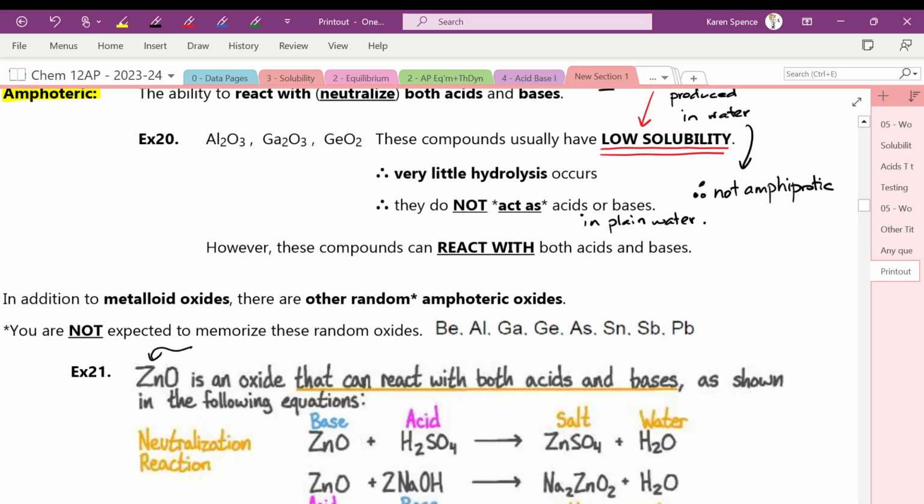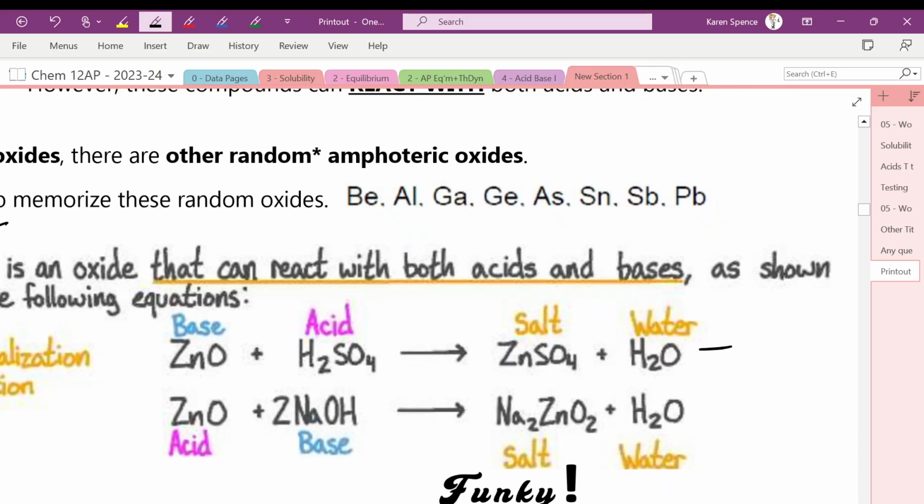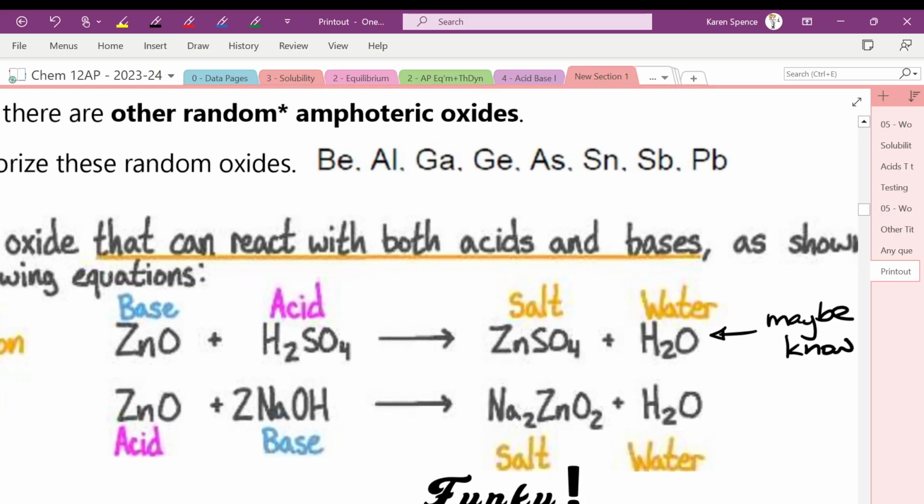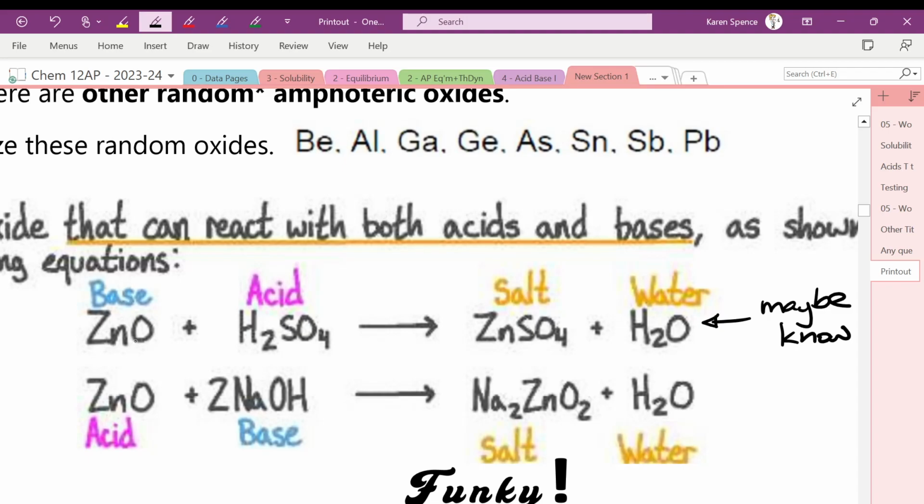You might maybe know this one because it's actually fairly straightforward. If we have our zinc oxide, our amphoteric oxide, it can react with an acid and we have a simple double replacement reaction. Could I expect you to be able to predict those products?